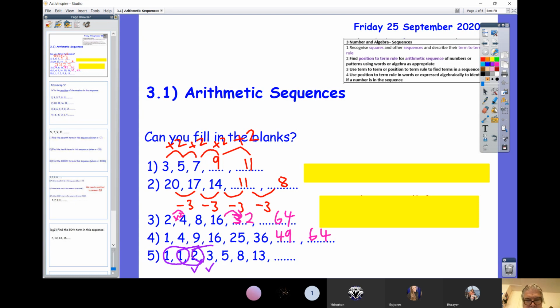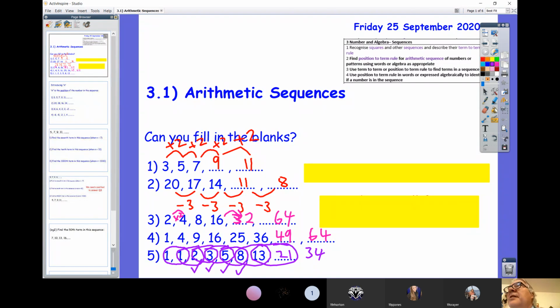What's 2 add 3? What's 5 add 3? What's 5 add 8? 13. Okay, and what's 8 and 13? 21. And what's 21 add 13? Now that is called the Fibonacci sequence. Fibonacci, and it's really, really cool.